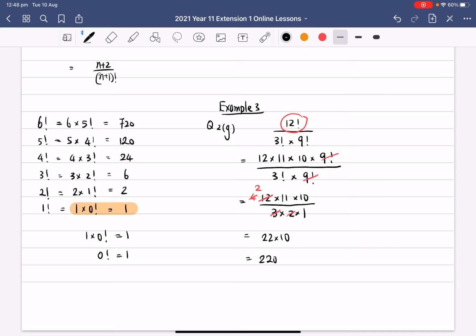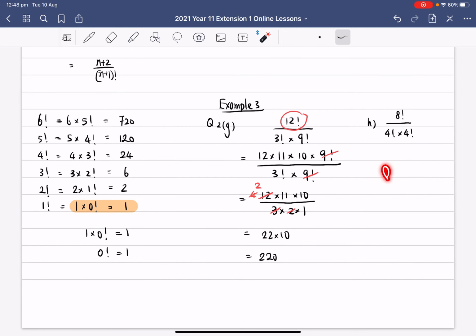I'll show you another example. Okay, question 2H: 8 factorial divided by 4 factorial times 4 factorial. Oh, by the way, 4 factorial times 4 factorial, don't assume that's equal to 16 factorial. It doesn't work this way. It's not 8 factorial either. So don't just do it like that. There's no such thing.